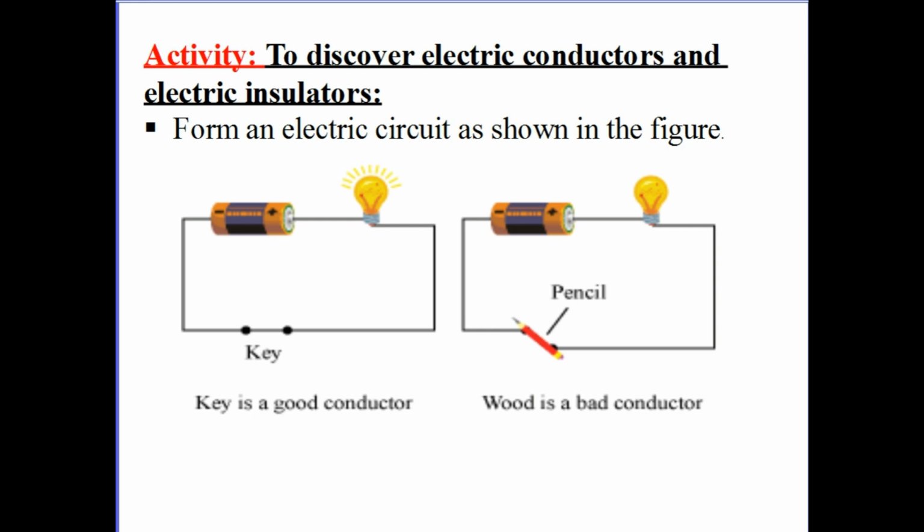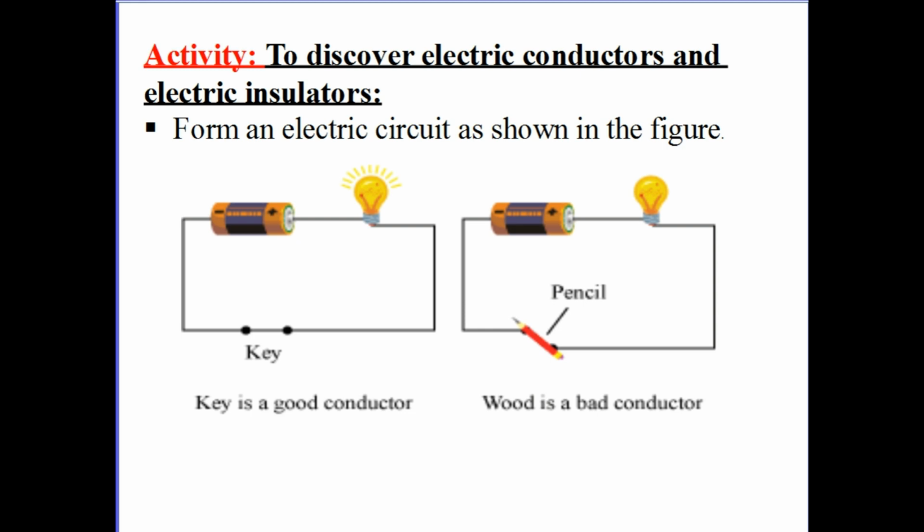We have to put this object between the two wires and make it a part of the circuit, and observe the lamp. If the lamp lights up, this means that the current was able to flow through the wire and through the object, so the lamp will light. But if the lamp did not light, it means that the current was unable to complete its path, and the lamp will not light as a result.